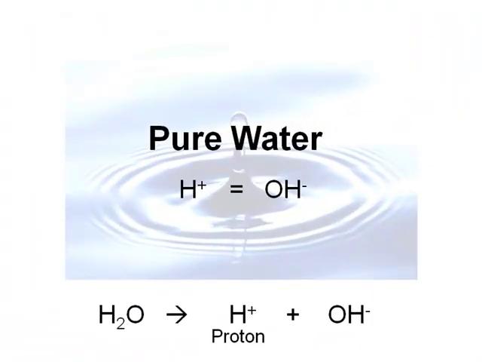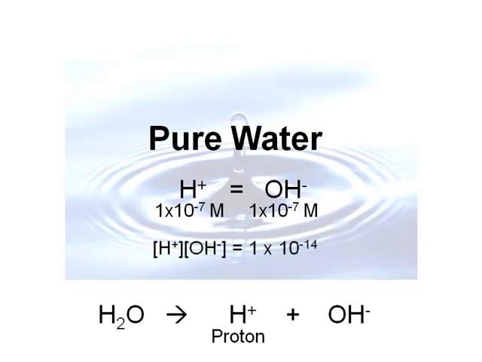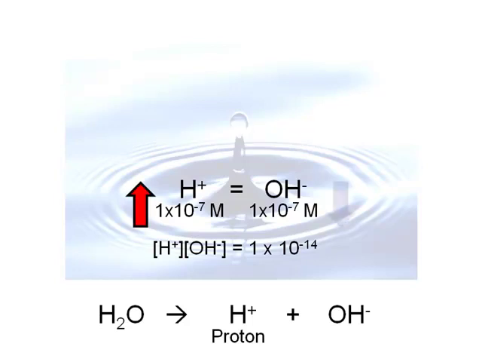In pure water, the concentration of protons and hydroxide ions is equal, each of them at 1 × 10⁻⁷ molar. So the product of these two is 1 × 10⁻¹⁴ molar. When you're not dealing with pure water, these concentrations tend to fluctuate, but they fluctuate together. If you have an increase in one, you have a decrease in the other. Say the proton concentration goes up, then our hydroxide concentration will have to go down because the product of these two always has to be 1 × 10⁻¹⁴ molar.